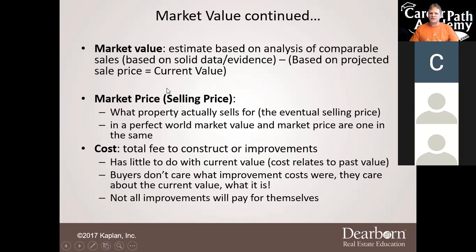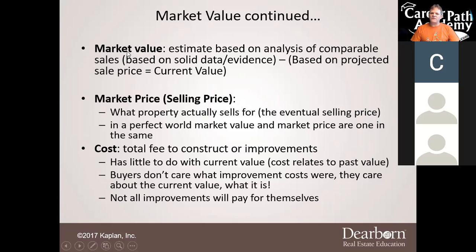The market price, on the other hand. Market value and market price. Market price is the selling price. Market value, we help people determine the market value, trying to estimate what it's going to sell for in the future based on what homes are going for right now. Market price, on the other hand, is the selling price. It's what stuff has just sold for recently. So it's what the property actually sells for, the eventual selling price.